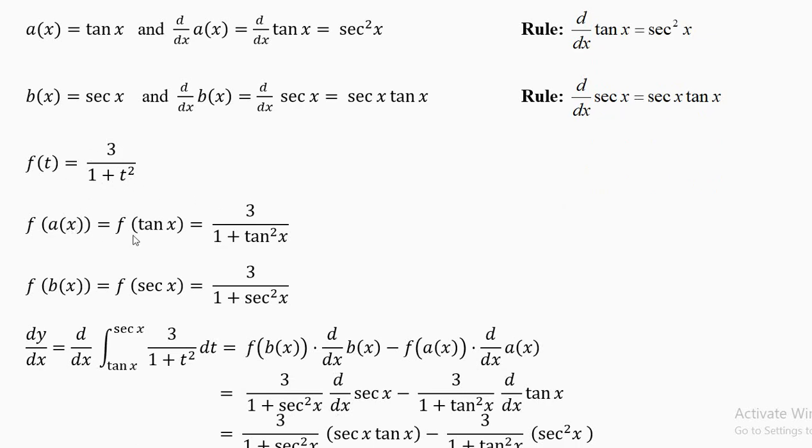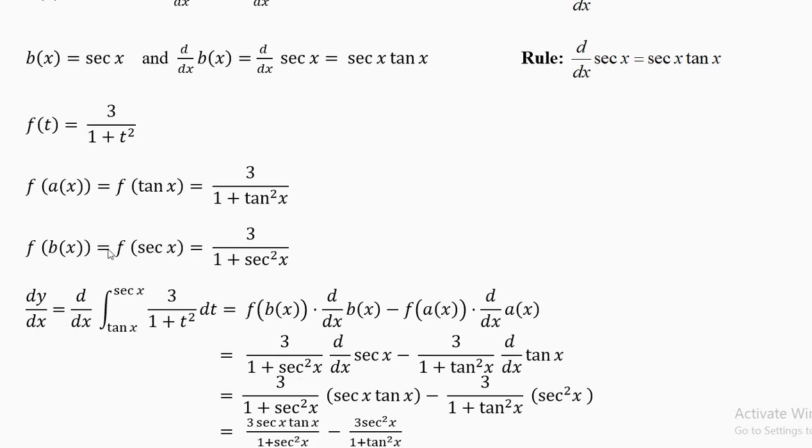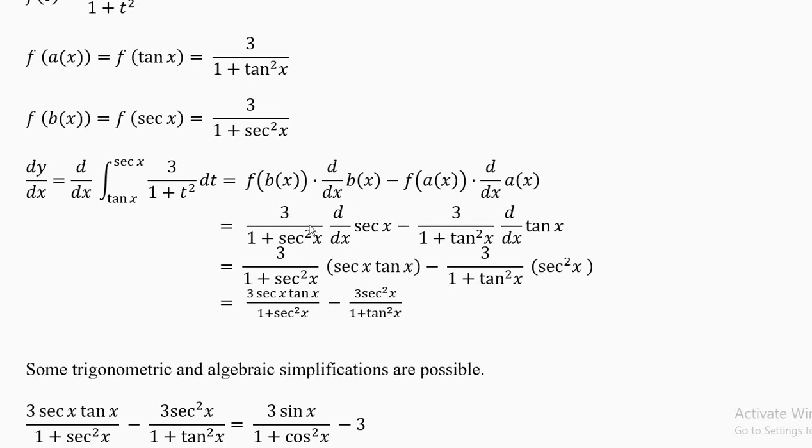Now f of a equal to f of tan x. Put t equal to tan x, so you'll get tan square x. Here it was t square, here it is tan square x. Second, f of b is f of secant x. Put t equal to secant x, you'll get 3 divided by 1 plus secant square x. F of b into derivative of b minus f of a into derivative of a.